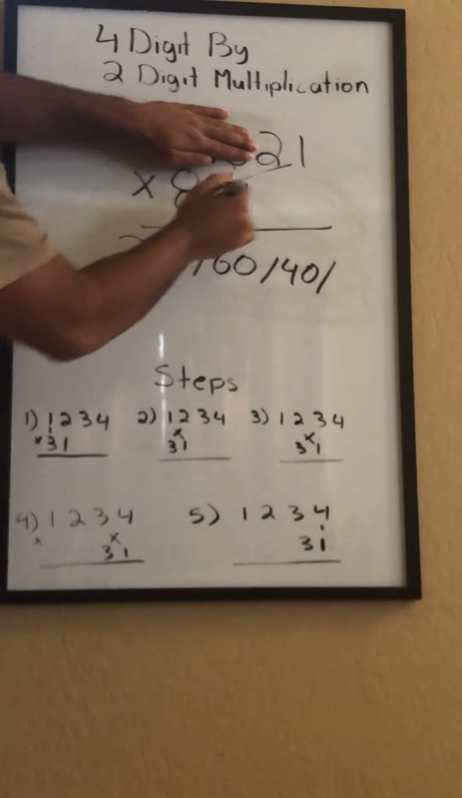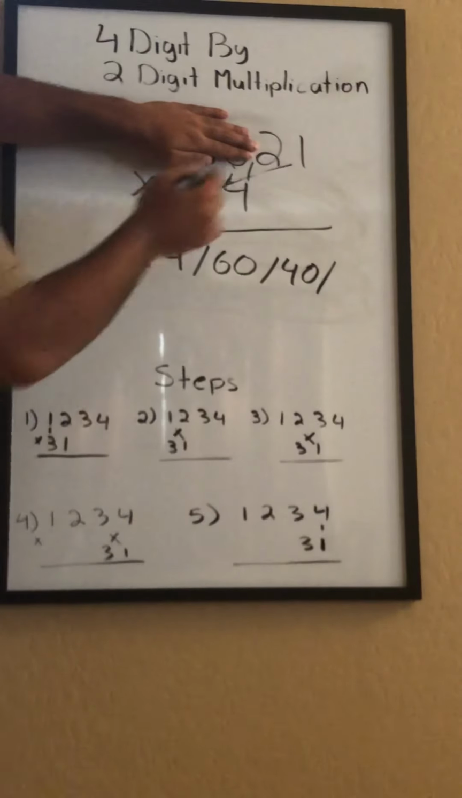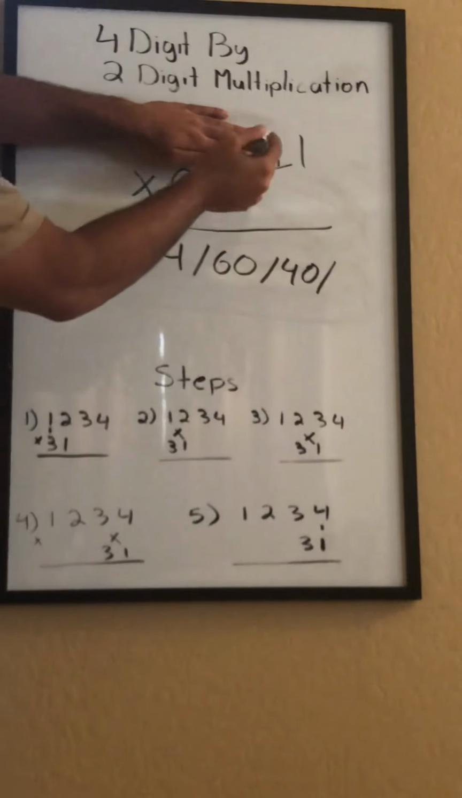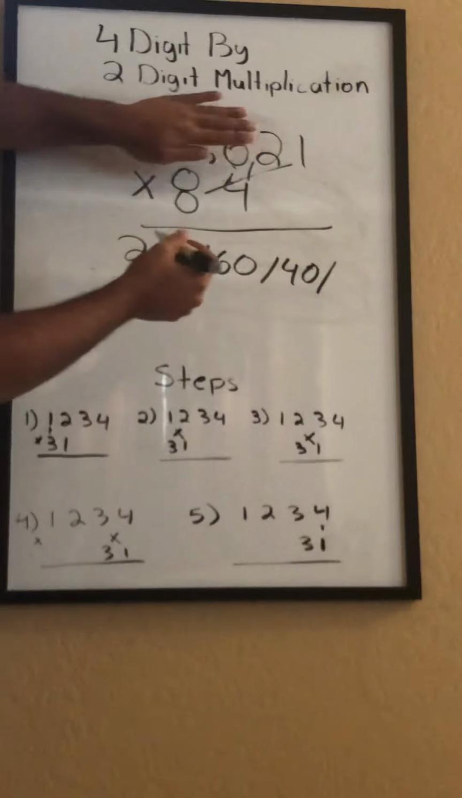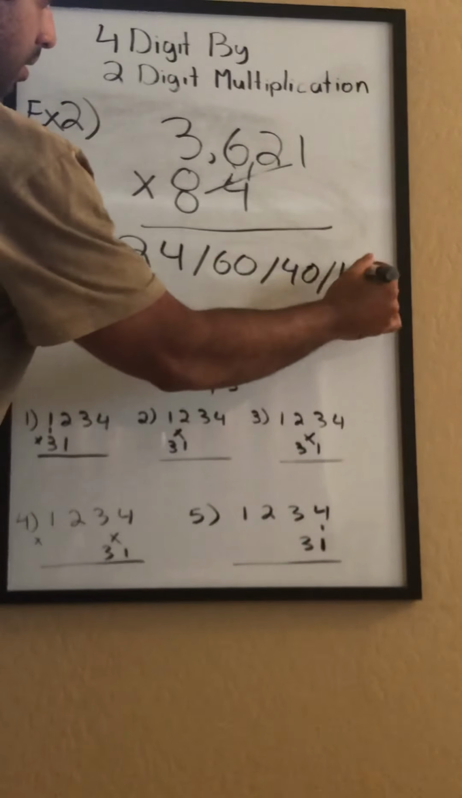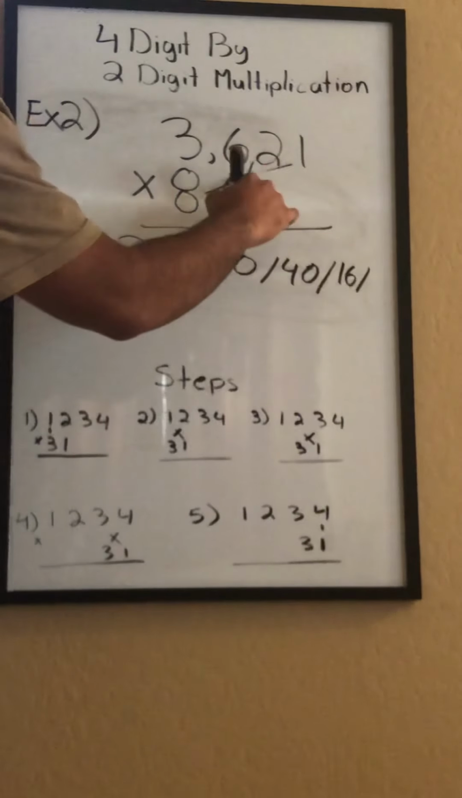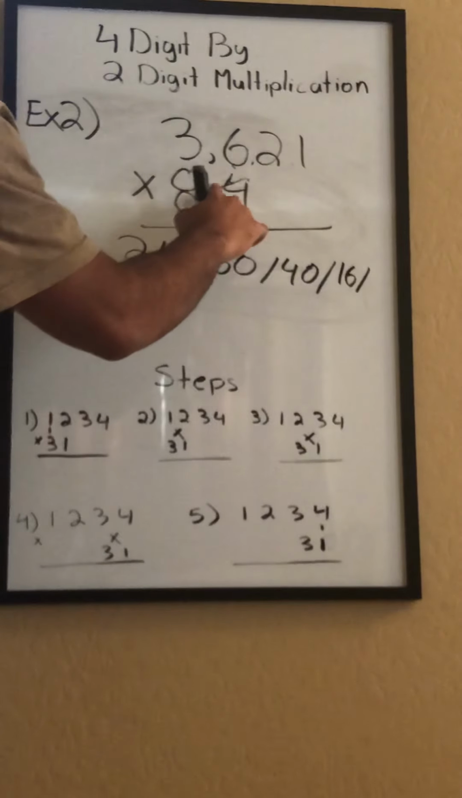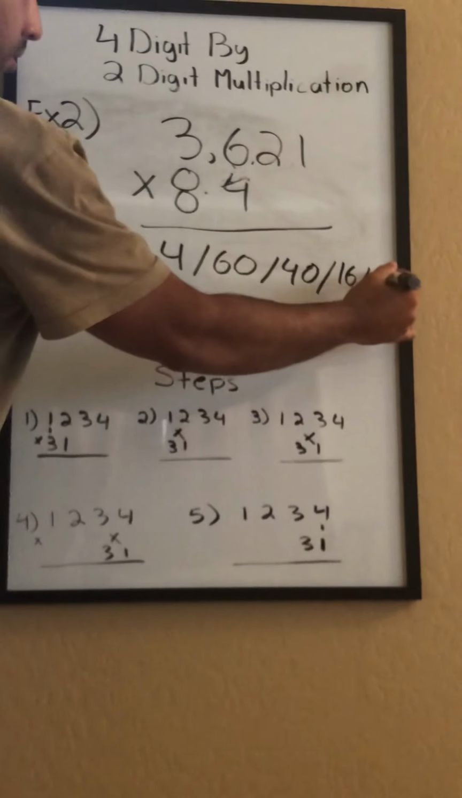So, 1 times 8 plus 2 times 4. 1 times 8 is 8. 2 times 4 is 8. 8 plus 8 is 16. And the last step is the right 2 digits on the top and the bottom. You multiply them. So 1 times 4 is just 4.